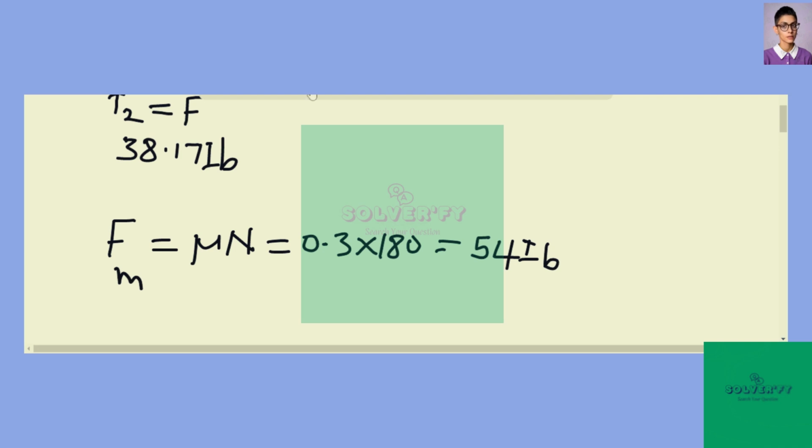Now you can see that the required frictional force is 38.17 lb, but the maximum frictional force that can be exerted is 54 lb. That means the man will successfully restrain the animal and hold it so that it does not escape.